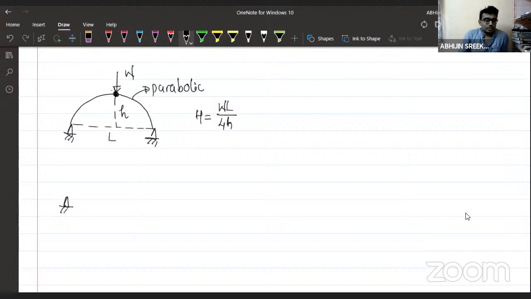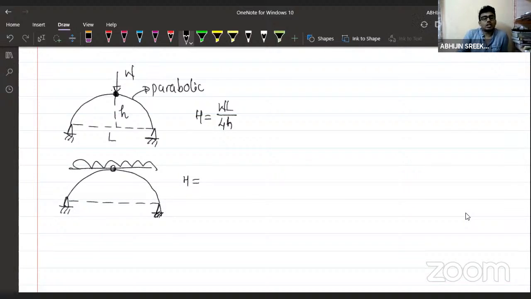Similarly, if this is a three-hinged parabolic arch subjected to UDL throughout, what will be the horizontal reaction? The horizontal reaction will be equal to WL square divided by 16H. Similarly, we need to remember this as well.